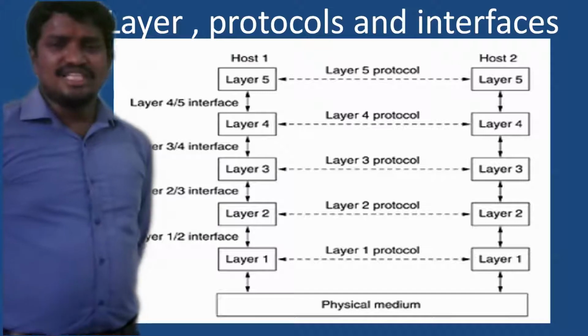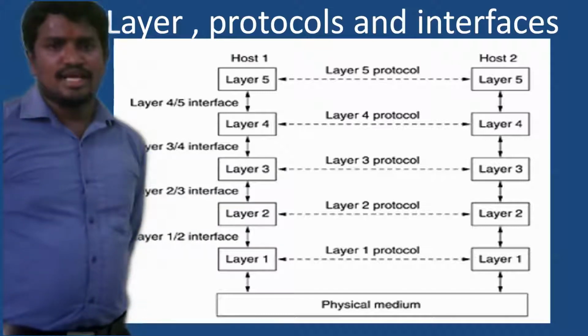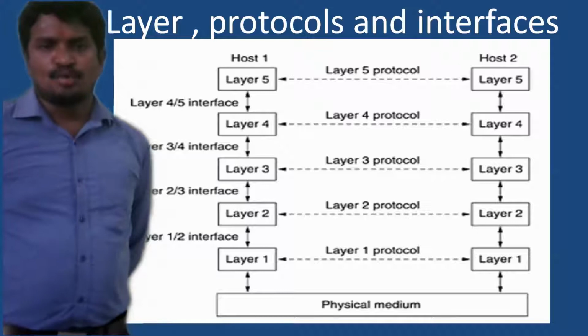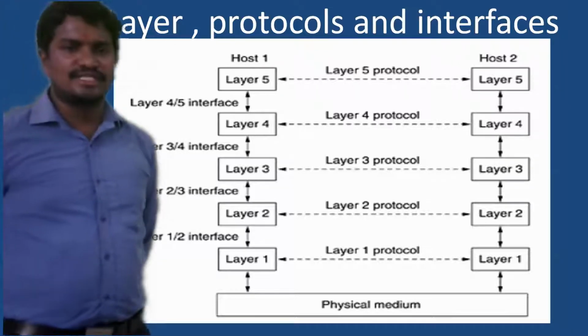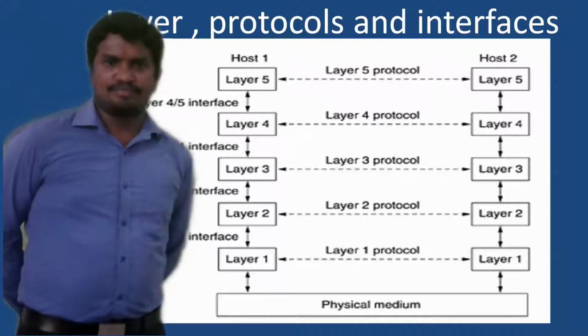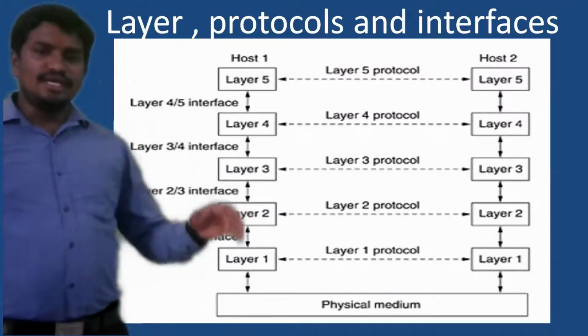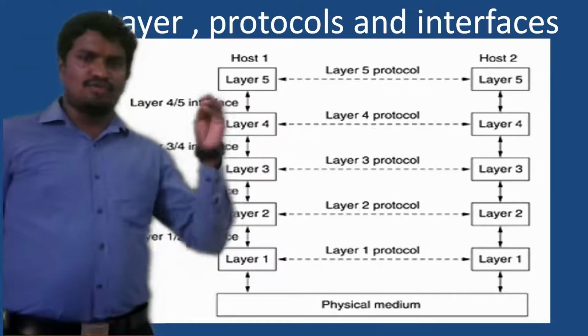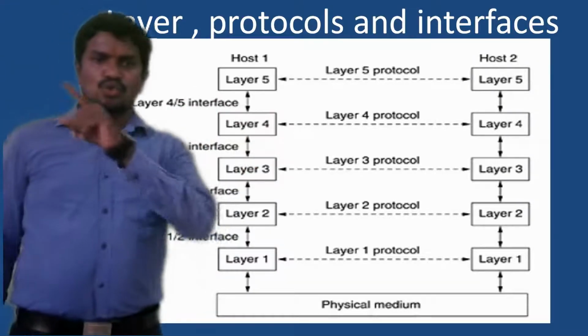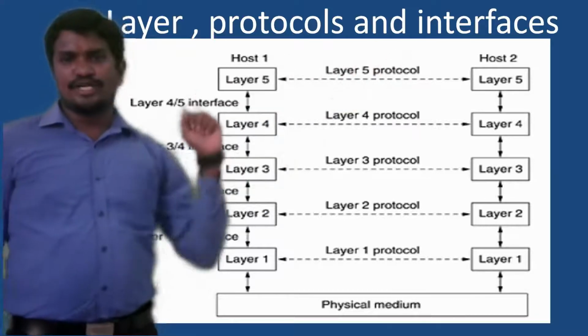Now, this will show you the network architecture: the number of layers present, the protocols, and the interfaces that exist. Combined, we call this a network architecture. In this example, we have 5 layers. We want to communicate from host 1 to host 2, which is located there.